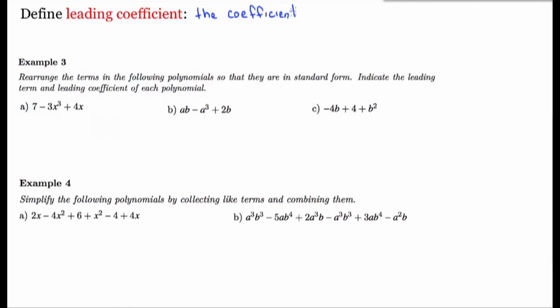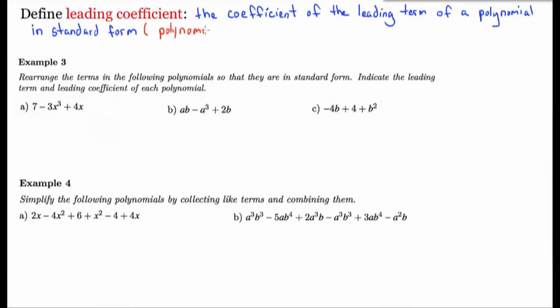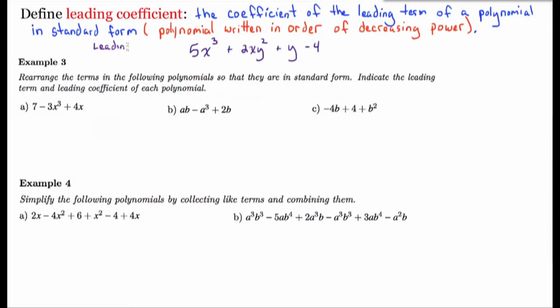Okay, leading coefficient. The coefficient of the leading term of a polynomial in standard form. So standard form is when the polynomial is written in order of decreasing power. For instance, 5x cubed plus 2xy squared plus y minus 4. The leading coefficient would be 5. It's on the leading term.